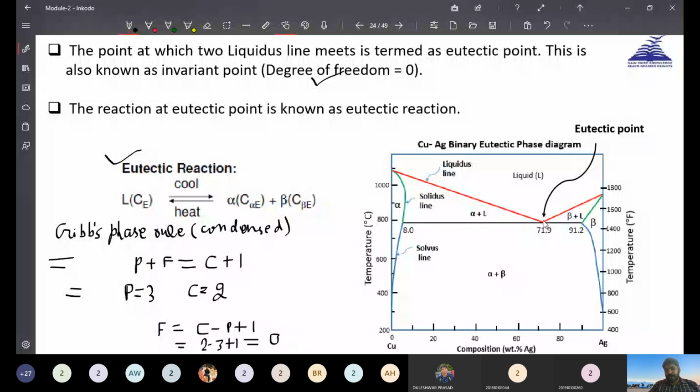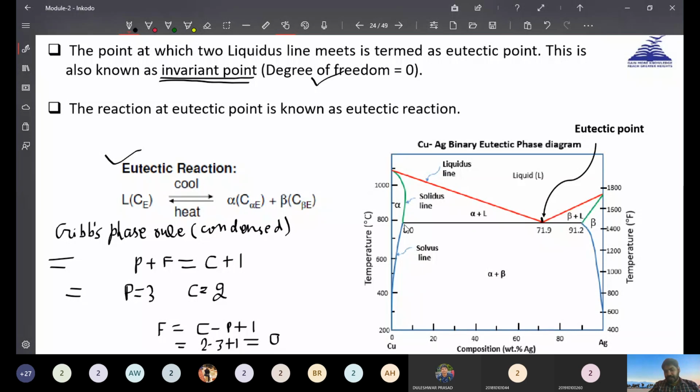Okay, so this eutectic point is also known as invariant point. Just remember, this is a very important term. Invariant means you cannot vary any of the variable. So if you cannot vary any of the variable, it means they are fixed. So if I ask you, tell me in this system where we get this eutectic point, you have to tell the composition, temperature, both are fixed.